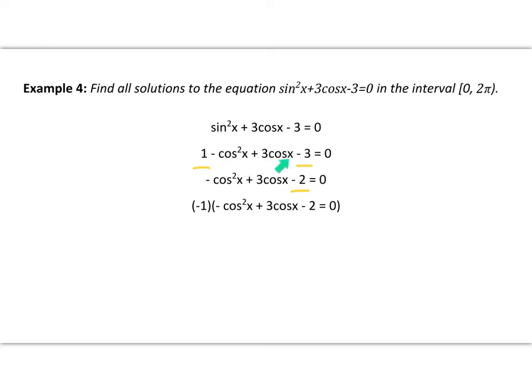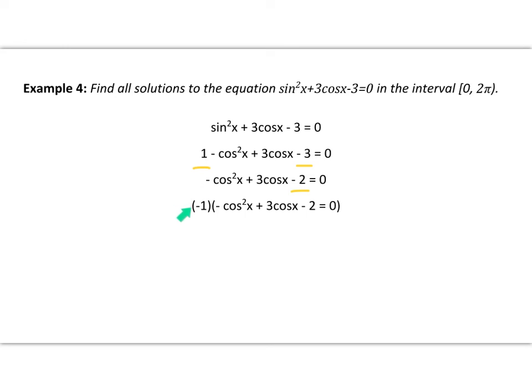I still have a negative sign in front of my cosine squared. I still have my plus 3 cosine. That all stays the same. From here to here, I just combined the 1 and the negative 3. Now it's looking more like a quadratic that I could factor. I have my squared term, my linear term, my constant term, and now they're all the same function.